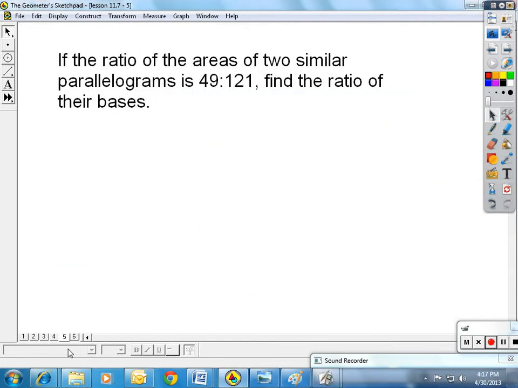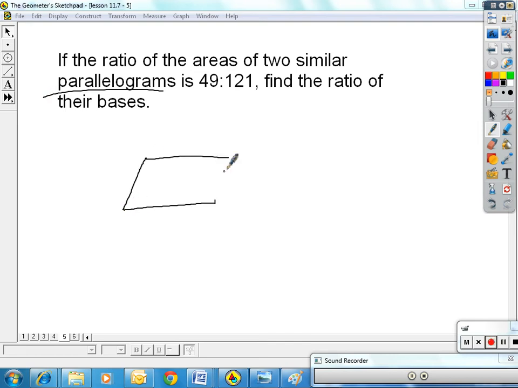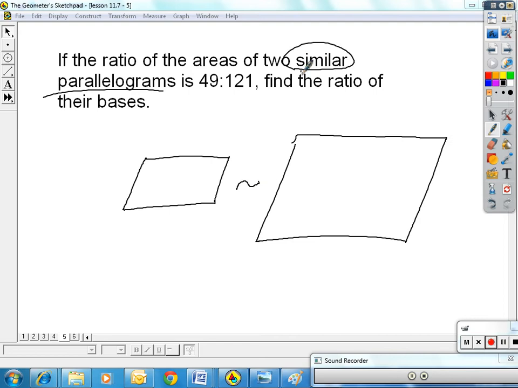Let's look at an example. If the ratio of the areas of two similar parallelograms is 49 to 121, find the ratio of their bases. Let's sketch this out. We're talking about two similar parallelograms. Here's a parallelogram, and these are supposed to be similar. We were given that they were similar.